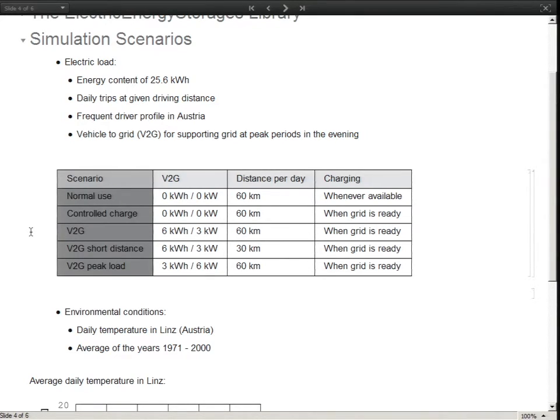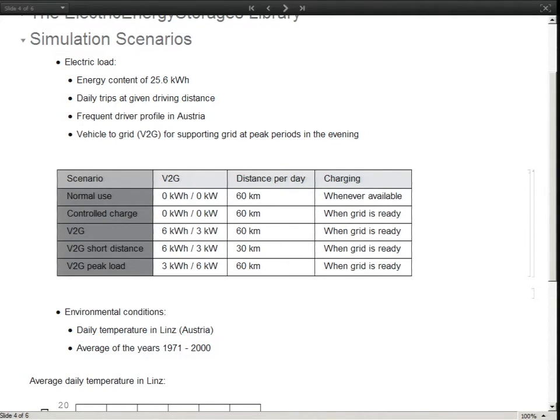The fourth scenario is the vehicle-to-grid short distance scenario, which is quite equal to the normal vehicle-to-grid scenario, but with a decreased driving distance of only 30 kilometers per day. And the fifth scenario is a vehicle-to-grid scenario with peak power load, where we supplied only half of the energy to the grid, but at a higher power rate. So we've got here only 3 kilowatt hours per day charged into the grid and charged back afterwards, but with a required power of 6 kilowatt. And the rest of the parameters are like the normal vehicle-to-grid scenario.